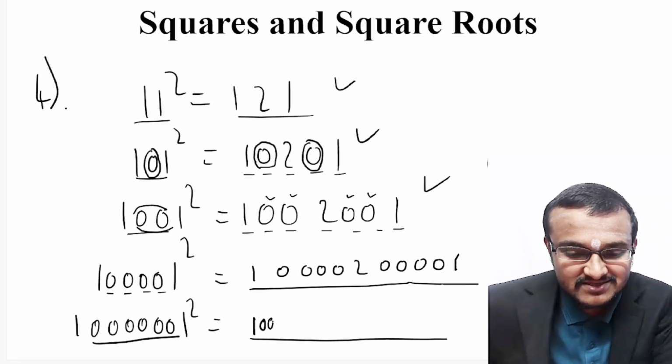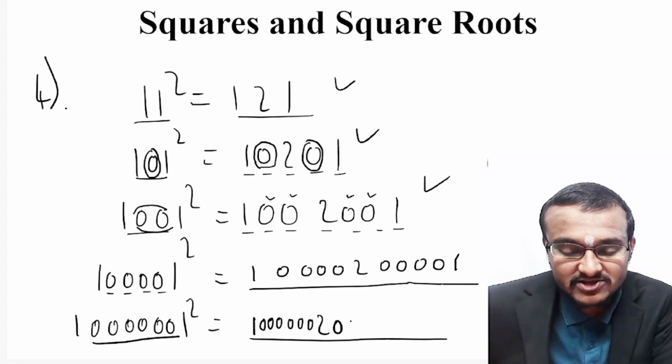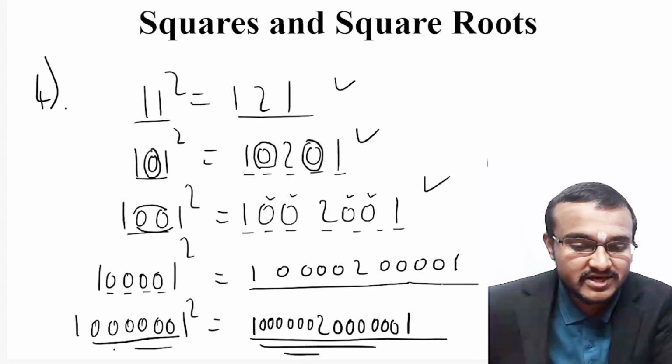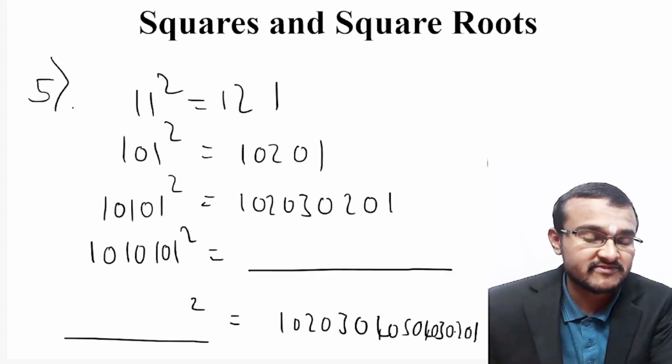So there will be 6 zeros between 1 and 2. So 3 plus 3, 6 zeros, and there will be 6 zeros between 2 and 1. So here I am writing 6 zeros and 1. This is the perfect square of this number. Coming to the fifth question, this is also similar to the fourth question only.